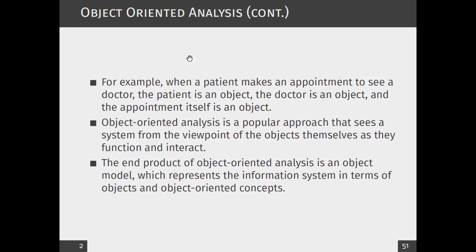So when you perform object-oriented analysis, finally what you get is what we call an object model. And this could be used to represent the information system using objects. At the same time, there are some concepts that we are going to see that are also used to represent the information system.